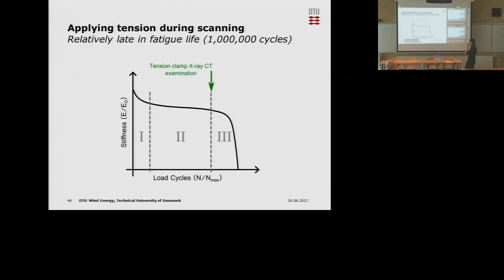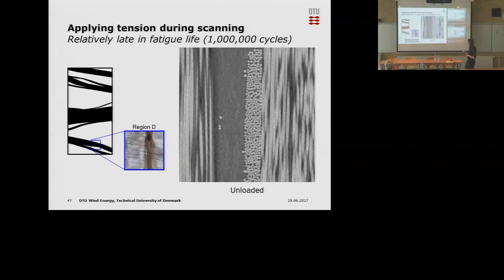And now looking a little bit later, just showing an example from that as well after 1 million cycles. Then in a different region here, you can see that there is a backing fiber bundle that is only touching the unidirectional bundle on one side.